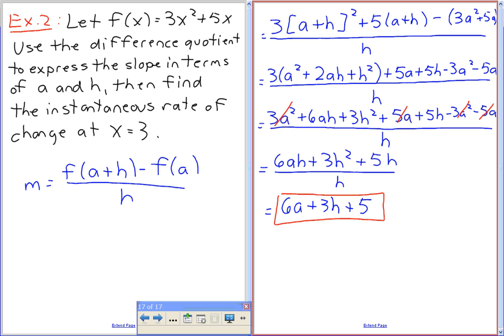Okay. Courtney, can you use that to help solve this question now? I just put in 3 for a. And what for h? So this is just 6 times 3 plus 3 times 0 plus 5, which is 18 plus 5, which is 23.